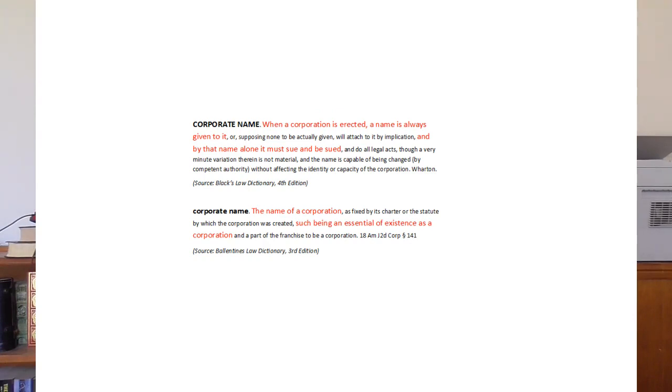And now we just look at a couple of definitions of corporate name. The first one again from Black's Law Dictionary. Corporate name. When a corporation is erected, a name is always given to it. And by that name alone, it must sue and be sued. And then from Ballantyne's Law Dictionary, corporate name. The name of a corporation, such being an essential of existence as a corporation.